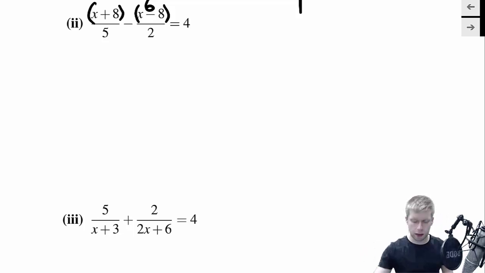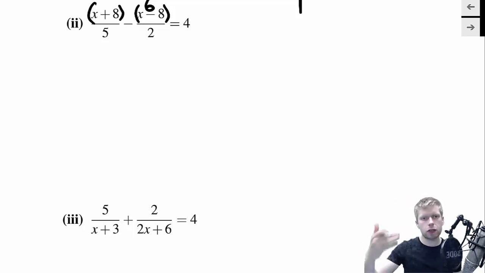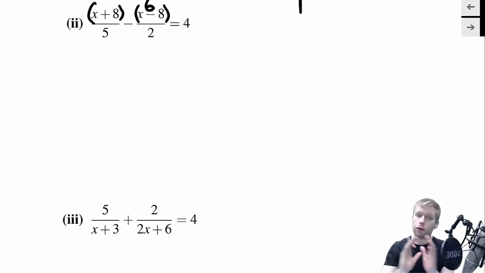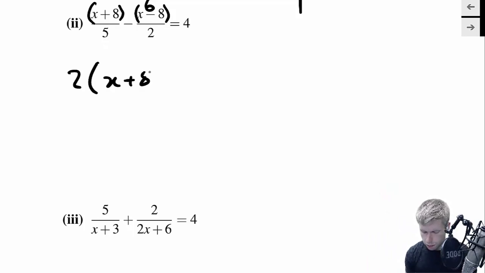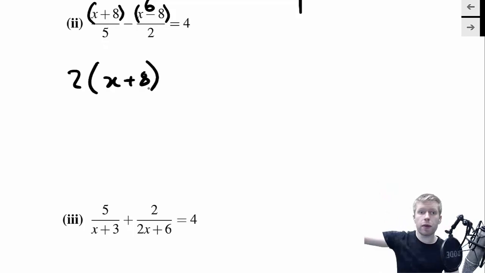5 times 2 makes 10. Okay, so I'm kind of skipping a few steps and doing them in my head. Again, if you want to write them down, go for it. So I'm going to multiply both sides by 10. Well, if I multiply the first fraction by 10, are you happy? 10 divided by 5 is going to give me 2. So I'm going to have to multiply the first thing by 2. Okay, the denominator has gone because I've done 10 divided by 5, which makes 2.